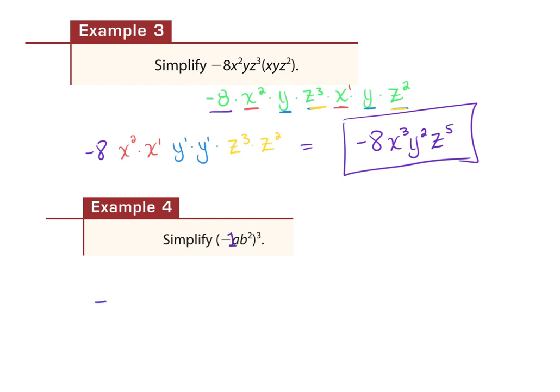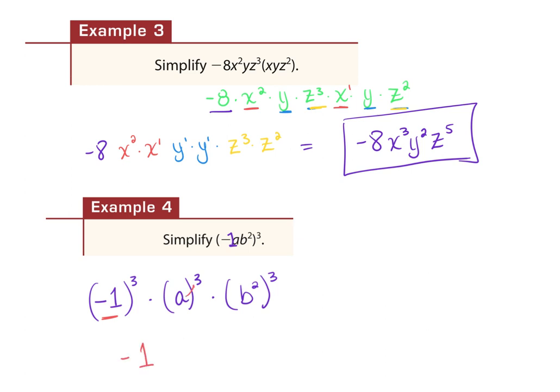So you need to think about it this way. I have a negative 1 being raised to the third power. I have an a being raised to the third power. And I have a b squared being raised to the third power, okay? Everything inside the parentheses is raised to that power. So if I have a number, that's easy. Negative 1 times negative 1 times negative 1, that's just negative 1, right?